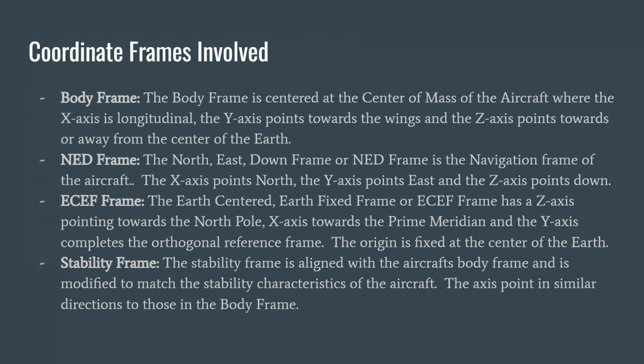The ECEF frame, or Earth-centered, Earth-fixed frame, has a z-axis pointing towards the North Pole, x-axis pointing towards the prime meridian, and the y-axis completes the orthogonal basis. The origin is fixed at the center of the Earth. And lastly is the stability frame, which is aligned with the aircraft's body frame and is modified to match the stability characteristics of the aircraft. The axes point in similar directions to the body frame.